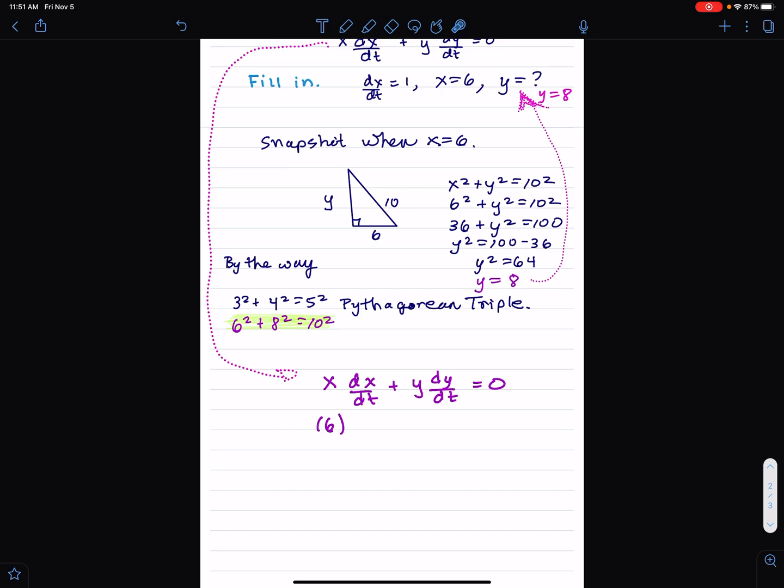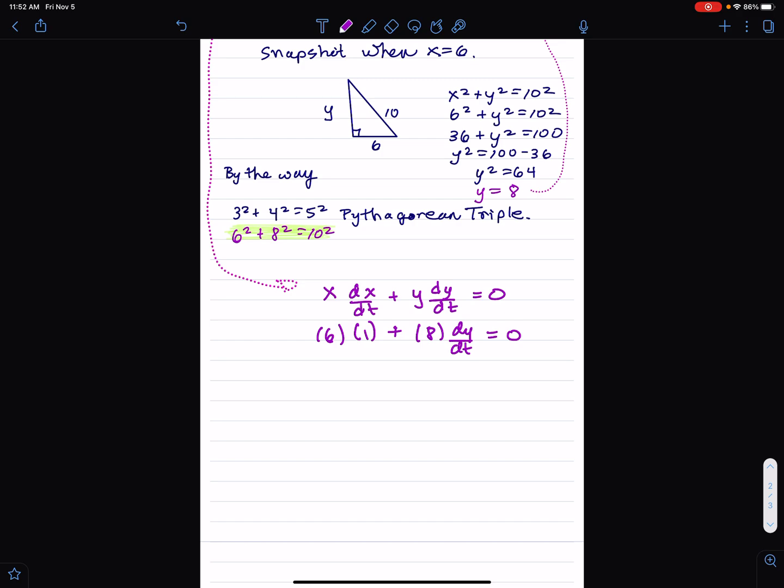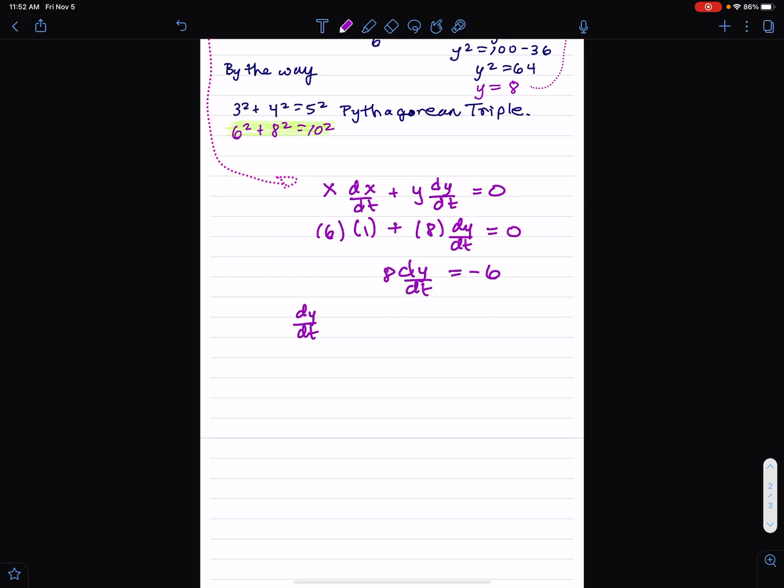So as shown here, x is 6. Where I see x, I put 6. dx/dt, also a little messy here, dx/dt is 1. So I'm going to put in 1. Plus y we found was 8. I'll put that in there. And then finally, dy/dt is what we're trying to find. Once I put those things in there, it's actually dy/dt when x is equal to 6. Anyway, I'm going to subtract 6 from both sides, and then I'll divide. So dy/dt equals negative 6 over 8, which is equal to negative 3/4 when x equals 6.